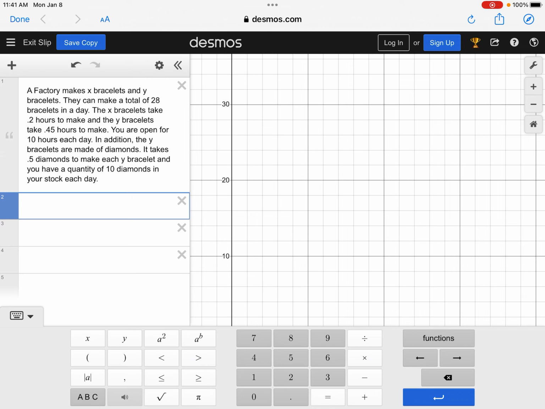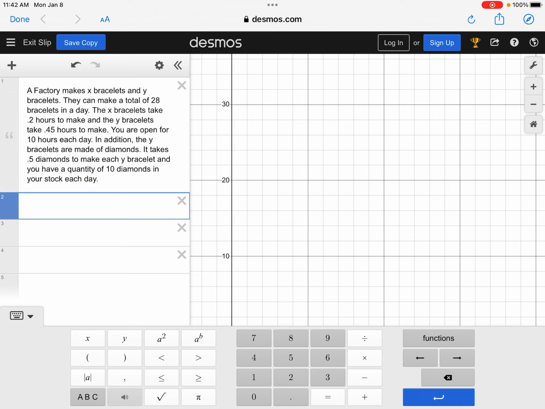So for this lesson, guys, we are going to be looking at how we can come up with different equations or inequalities that represent a given real-world scenario. So first, we have that a factory makes X bracelets and Y bracelets, and they can make a total of 28 bracelets in one day.